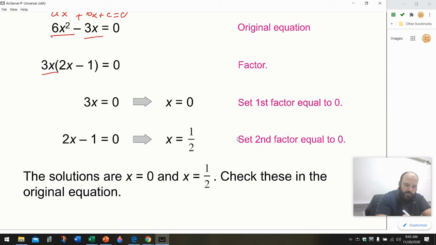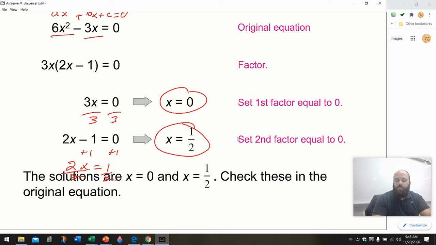And so as we do that, you can see that 3x equals 0. I divide both sides by 3. I still get x equals 0. This one, I'm going to add 1 to both sides, and I get 2x equals 1. And then I divide by 2, and I get x equals 1/2. And so we got two solutions, again, the same as the last one.